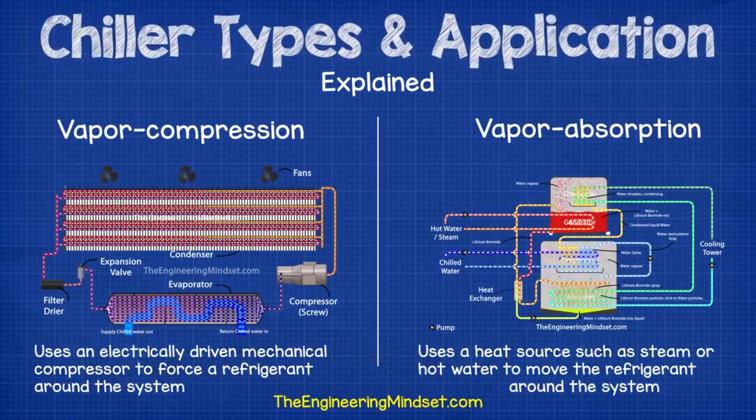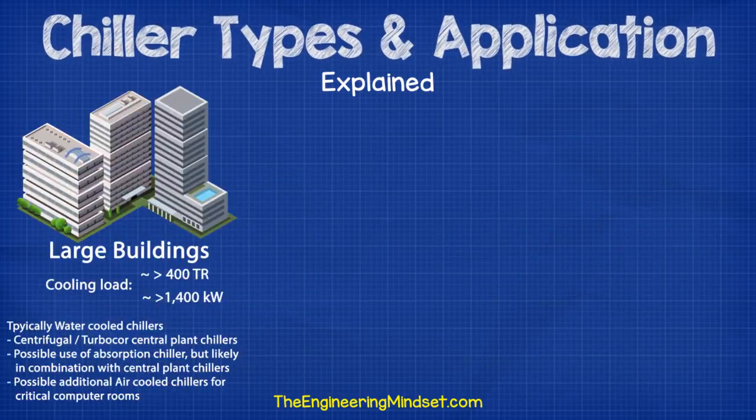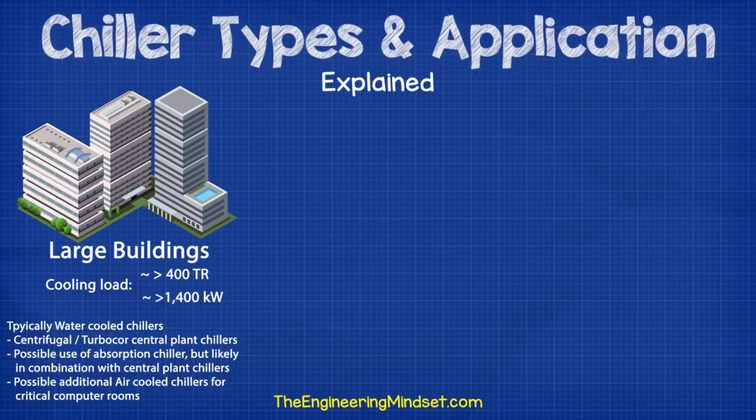So, where are these chillers typically used? Large buildings with cooling loads in excess of around 400 tons or 1400 kilowatts typically use water-cooled chillers, and they'll usually be centrifugal type or turbo core type compressors within the central plant cooling system. They might also use a separate smaller air-cooled chiller to handle the cooling loads of critical rooms such as computer and communication rooms. There might also be an absorption chiller within the central plant system, making use of waste heat from maybe a CHP engine for example, but these are mostly used alongside mechanical chillers.